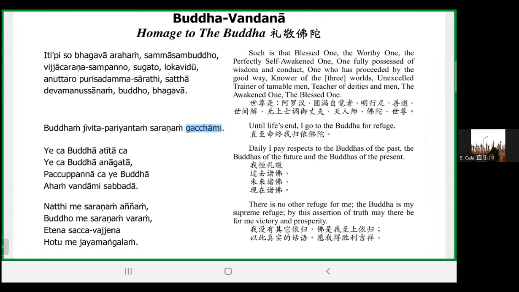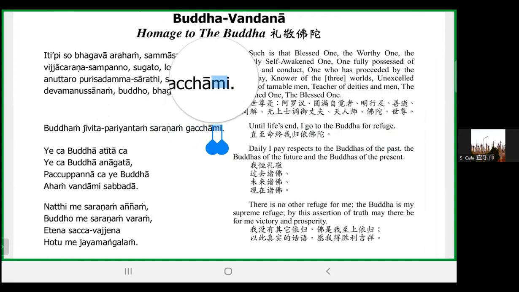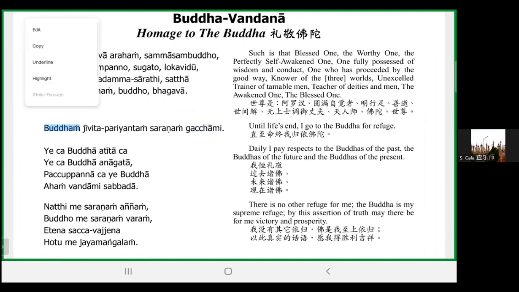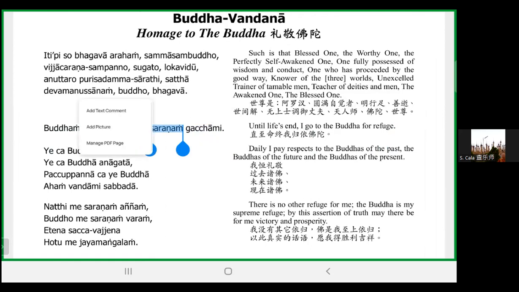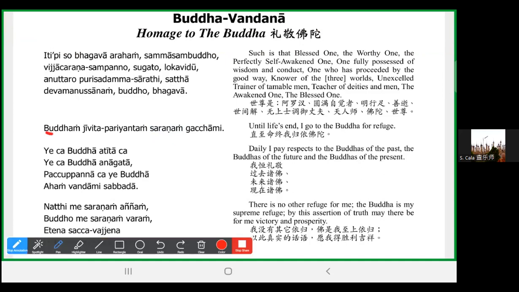I go. Actually, in English, when we read from Pali, we read the opposite way. You have to read from this "mi". Mi is I. Gaccha is go. I go. You go where? I go to Buddha. I go to the Buddha for my refuge. So that's why we always say Buddham saranam gacchami. Now you know: I go to the Buddha for refuge. And now we got an extra one.